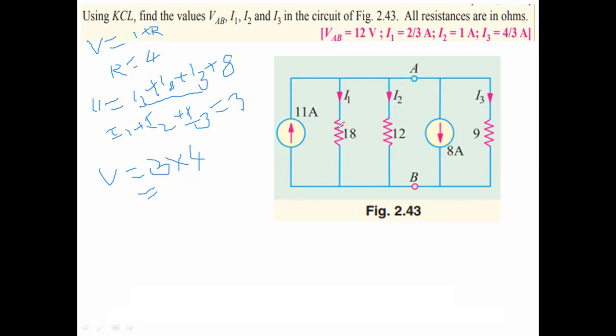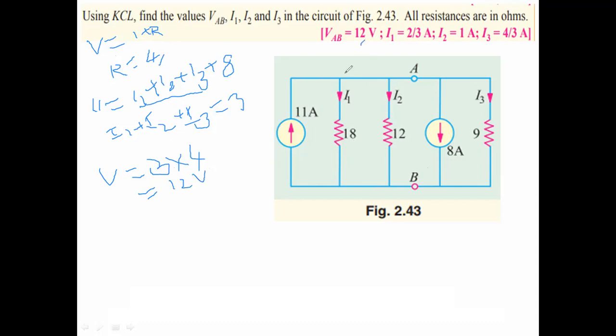And the net resistance between these three resistors is 4 ohms. Because all are in parallel, V equals I into R, so the voltage drop across A and B is equal to 3 times 4, that is 12 volts.